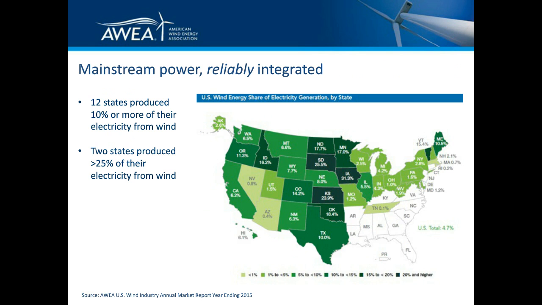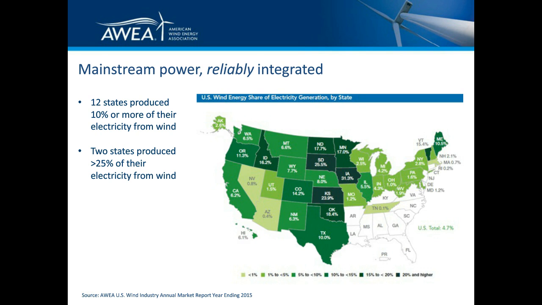I think it's not only important to look at how much capacity we have installed in the ground, but also to get a sense of how much wind generation we're receiving from the turbines that are deployed. And this map gives you a good indication of the market share of wind in the state's electricity generation portfolio. Across the United States, wind generated 4.7% of total electricity in 2015.